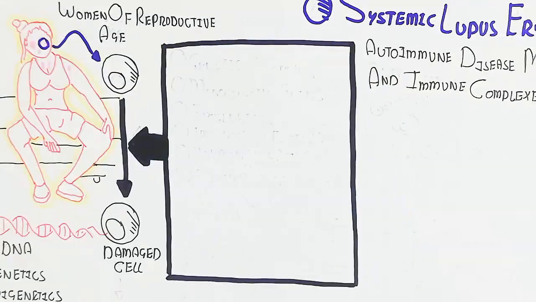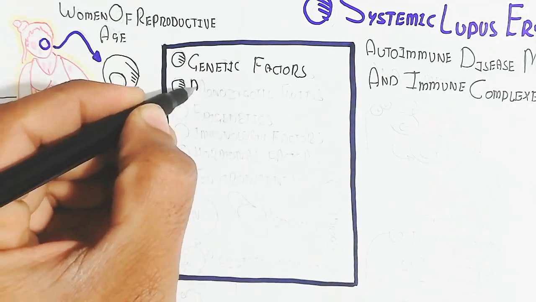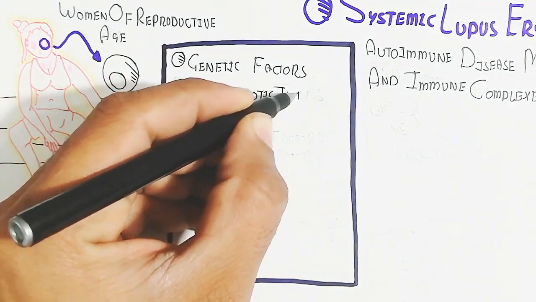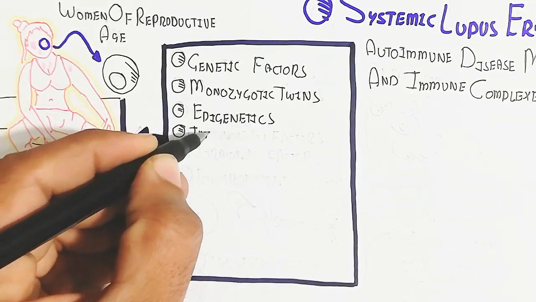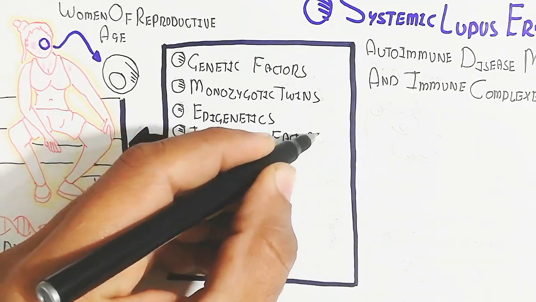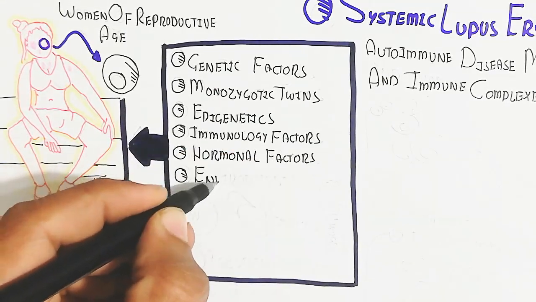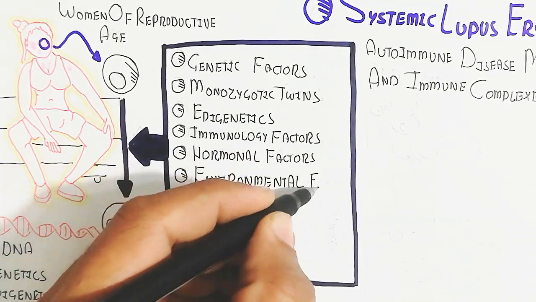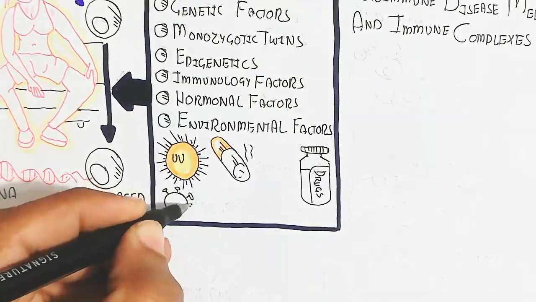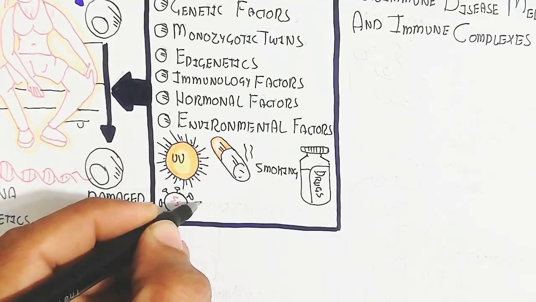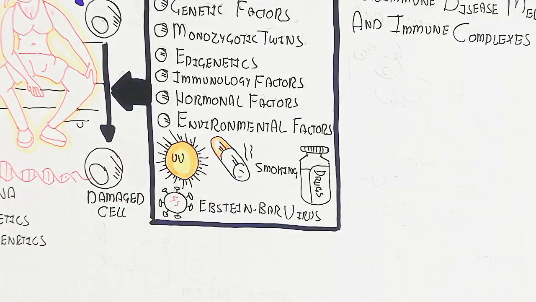Let's begin to understand these causes. The genetic factors are number one, and monozygotic twins. Epigenetics means above the genes: the acetylation and the methylation. Immunological factors and hormonal factors, as well as environmental factors such as UV radiation, smoking, drugs, and Epstein-Barr virus.